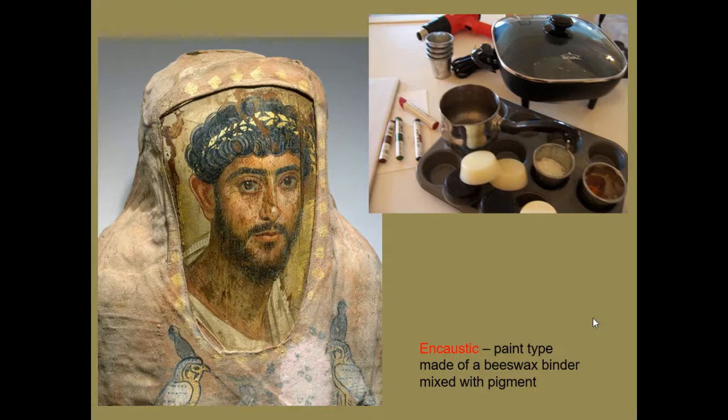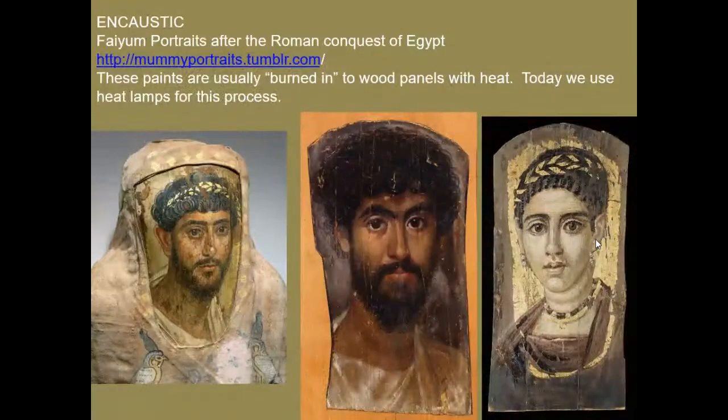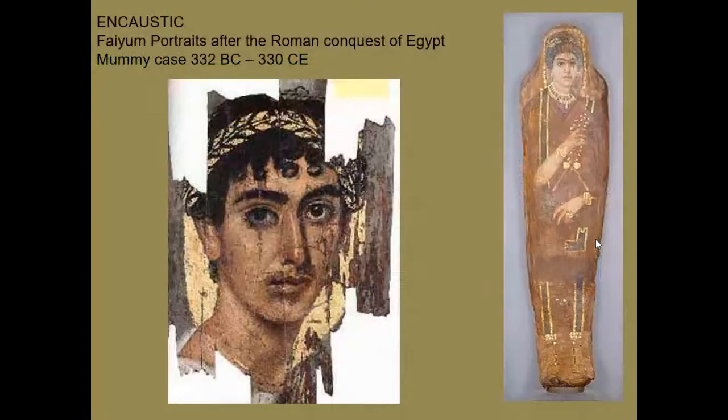Encaustic paints are beeswax-based, and that's what you see above here. These are contemporary beeswax being heated, so it becomes liquid and mixed with pigment. It can then be painted when it's in this liquid state, but it hardens very, very quickly and remains very permanent. It needs to be done on a hard surface, usually wood, and so we have quite a number of very sensitive and beautifully painted portraits from the Roman citizens of Egypt. These were found in Fayum. This is a series of funerary portraits.